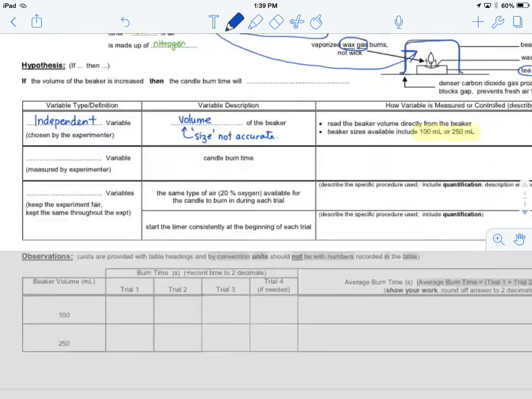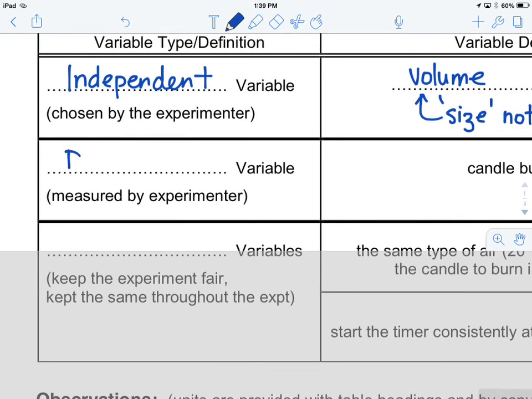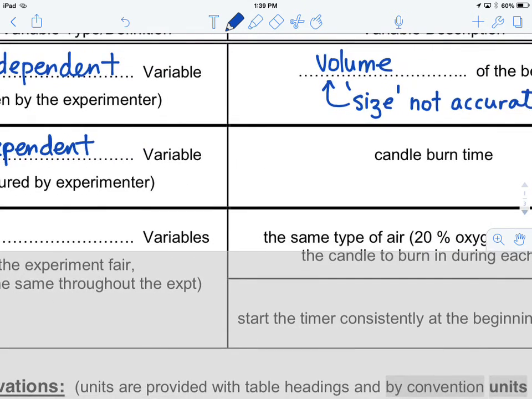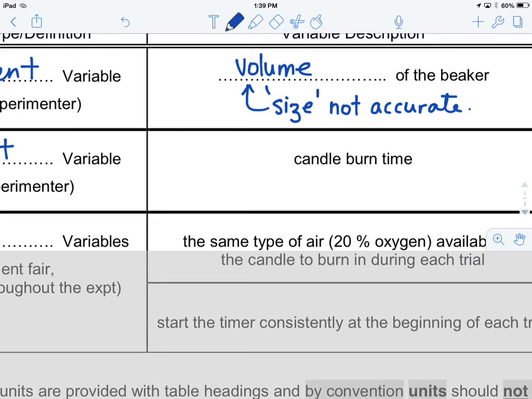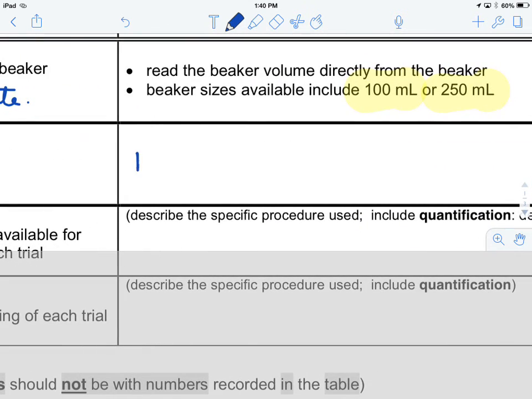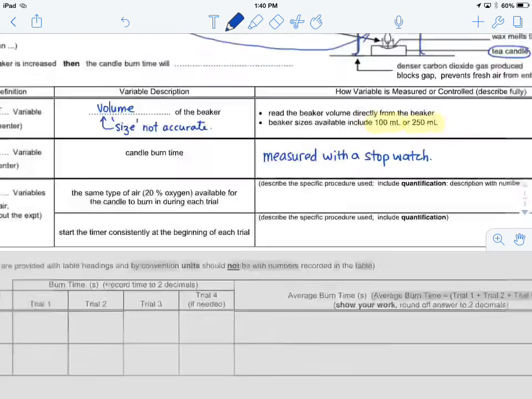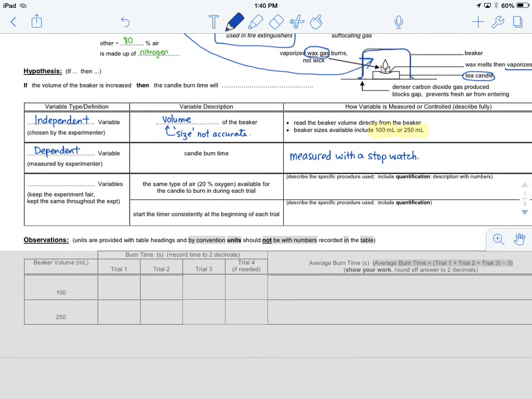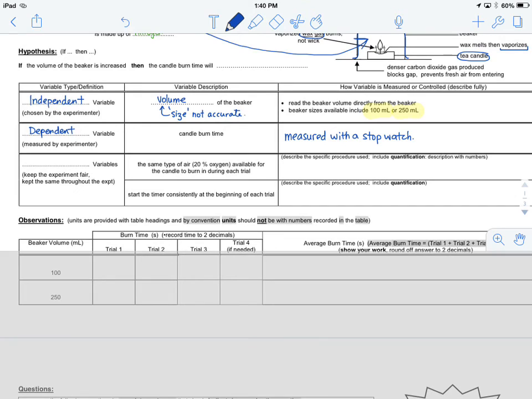So what we're going to measure is the dependent variable, and this is what's measured by the experimenter. And what is the dependent variable? The candle burn time. Okay. How are we going to measure it? We're going to use a stopwatch. So this is measured with a stopwatch. And the stopwatches will be available for you to use.